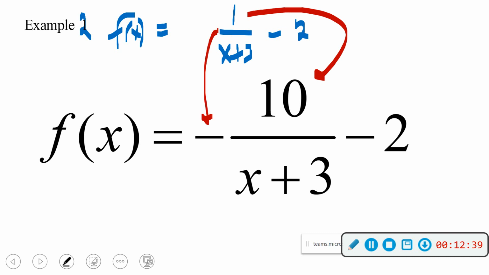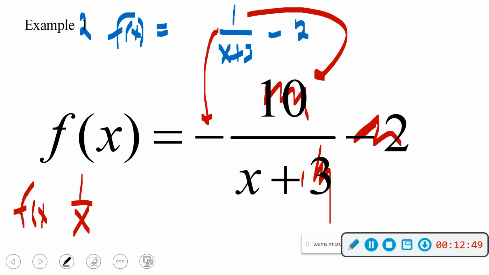I want to show you how the most basic of this function, if you take all this extra away, it would just be 1 over x. It's like the raw, it's the most basic function of this type. And this is called the parent function.